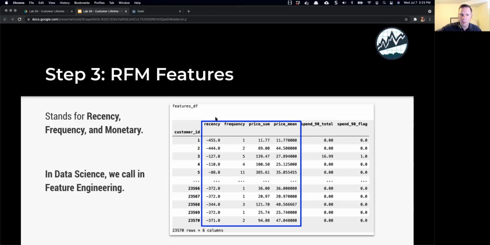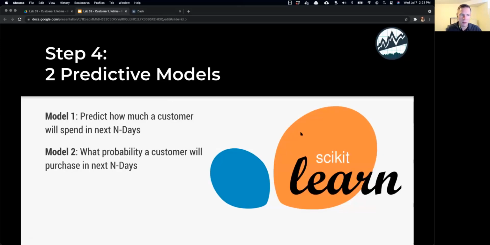And you can come up with many more features. In fact, this is called feature engineering. It's one of the arts of data science. Good data scientists know how to come up with really good features. So this is what we're going to be implementing.